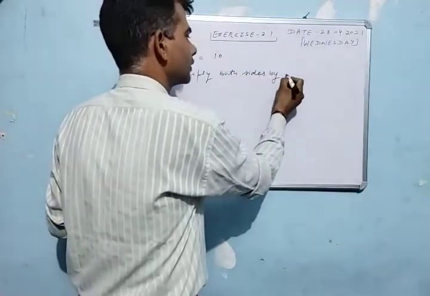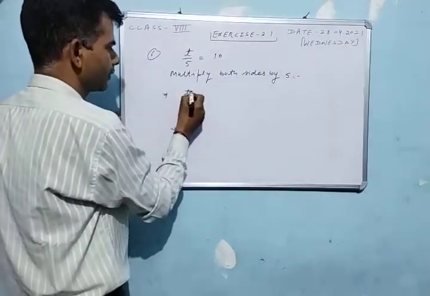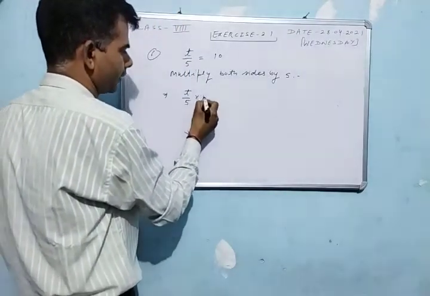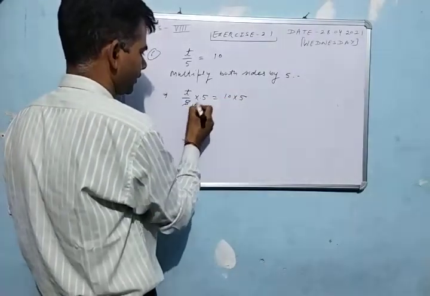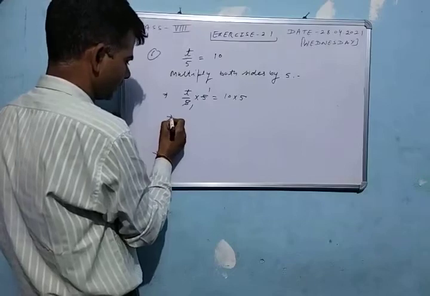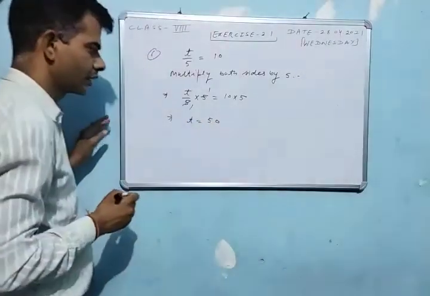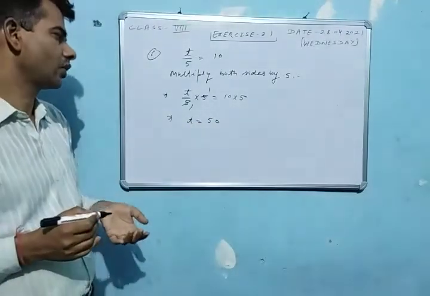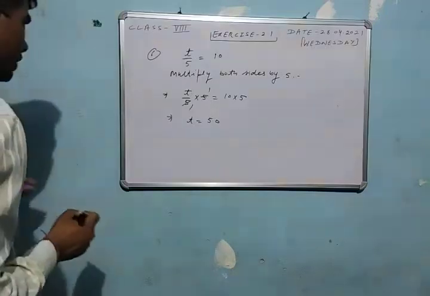Now student, t by 5 multiplied by 5, and 10 into 5. 5 ones are 5, 5 ones are 5. That is t is equal to 10 fives are 50. The value of t is 50. Student, note down it. Now your seventh question is question number 7.